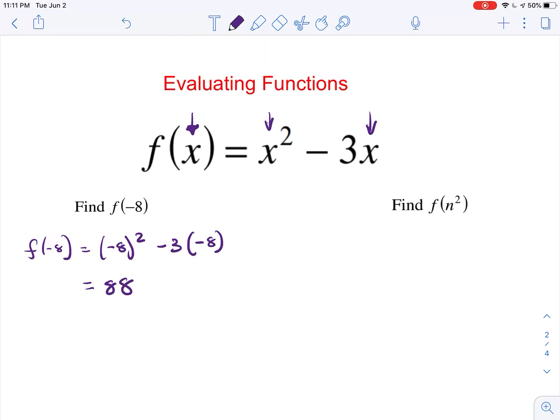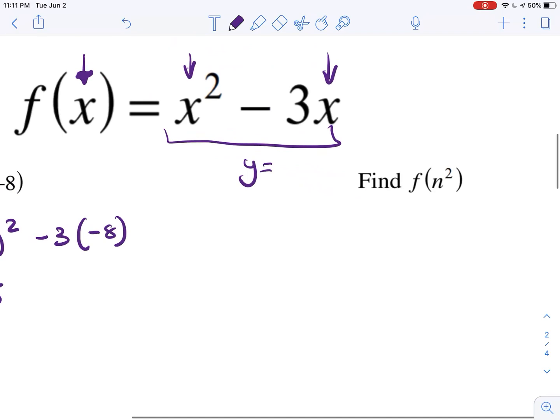Okay? So that helps. Another way that you can get a quick value for this is if you type the function into y equals and check the table, it should give you values for each one of these as well. All right, so that's another quick way to evaluate functions.